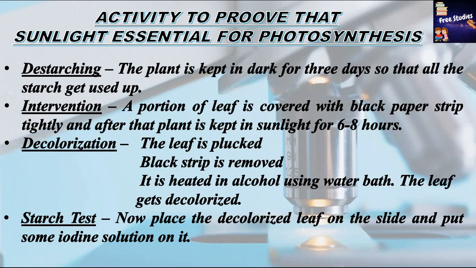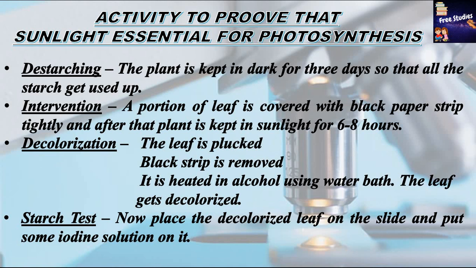Then comes the intervention. In the intervention, a portion of the leaf is covered tightly with a black paper strip, and after that, the plant is kept in sunlight for 6 to 8 hours. After these 6 to 8 hours, you have to decolorize the leaf. How will you decolorize the leaf? Remove the black strip from the leaf. It is heated in alcohol using a water bath.